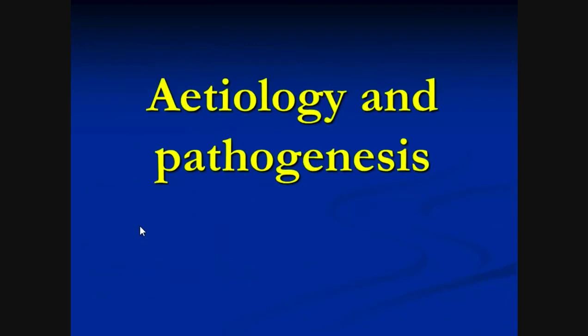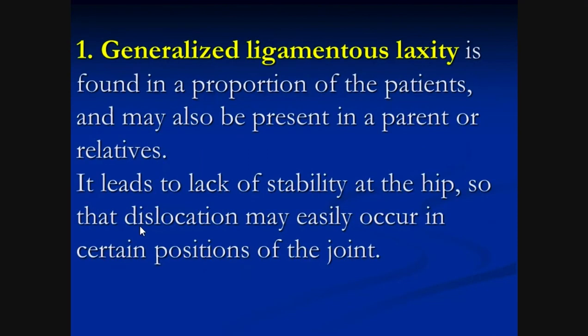Etiology and pathogenesis, important to know in detail. First of all, generalized ligamentous laxity is found in a proportion of the patients and may be present in a parent or relative. Sometimes developmental dysplasia of the hip is related to generalized ligament laxity.